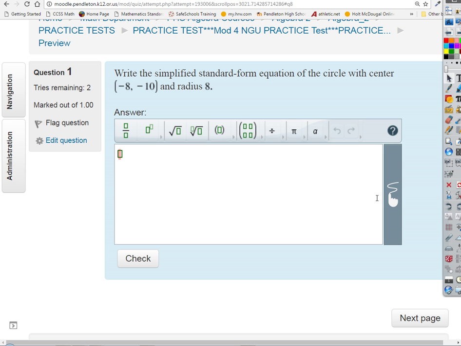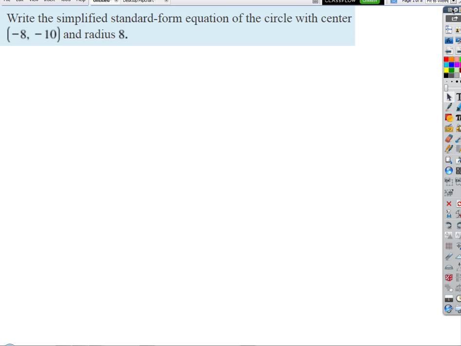So it says write the simplified standard form equation of the circle with center -8, -10, and radius 8. So this is pretty simple. If you look on the board for the standard form equation of a circle, it's x minus h squared plus y minus k squared equals r squared, where the center of the circle has coordinates (h, k) and the radius is r. I'm just plugging that stuff in. So this is that simple.